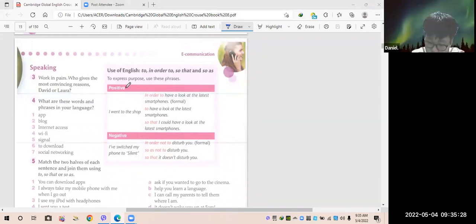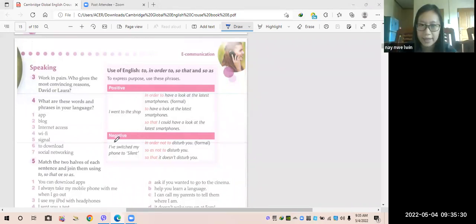So we'll look at this one. So for positive sense and negative sense. For example, I went to the shop in order to have a look at the latest smartphone. So to and in order to have the same sense, and they're a little bit similar to each other, but in order to is more formal than to. So if you use in order to, it will be more formal than using to. So is that clear? Yes.